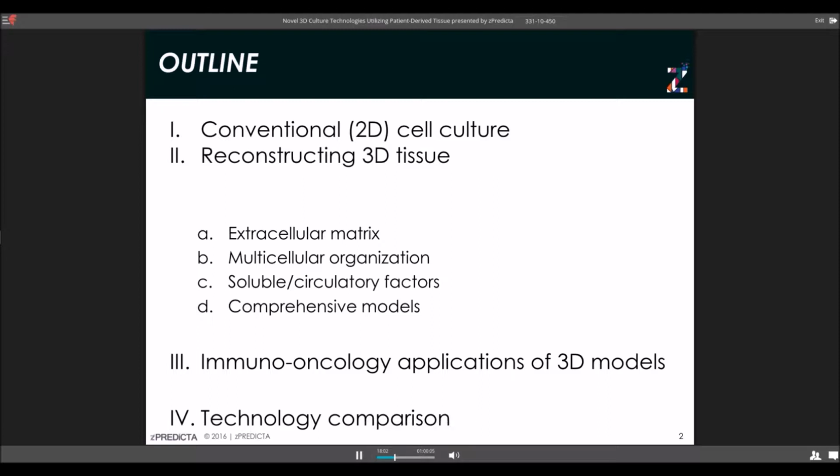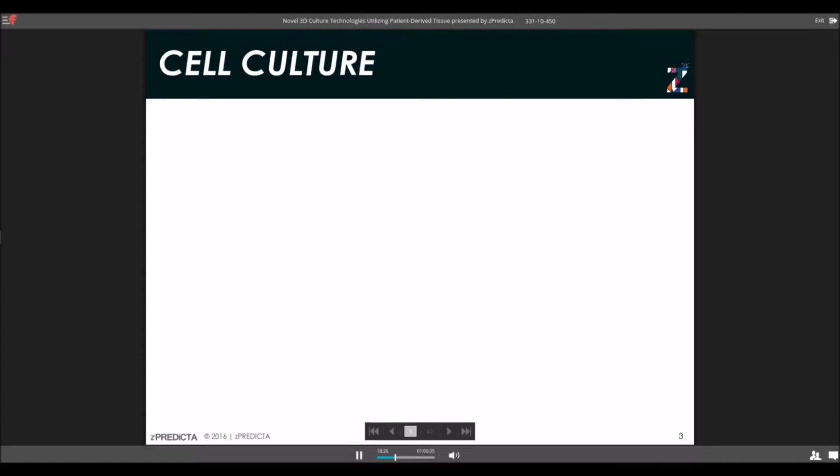So, as a brief overview, we're going to go over a couple of things. We're going to touch on the conventional cell culture models and then the bulk of the webinar will focus on how we can reconstruct the 3D tissue with various aspects alluding to the complexity of the tissue environment. And then at the end, I will touch on the immuno-oncology applications of these models. And then one of the final slides will give you a nice table summarizing different technologies.